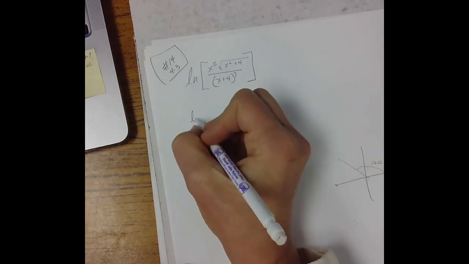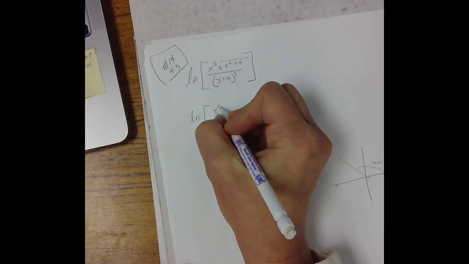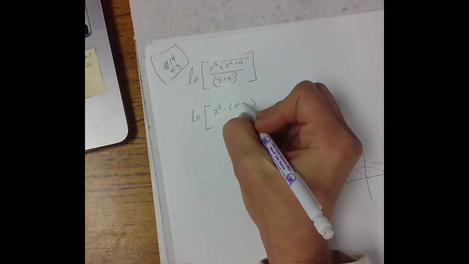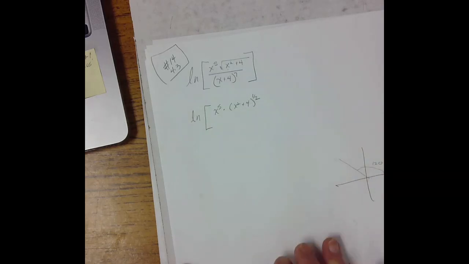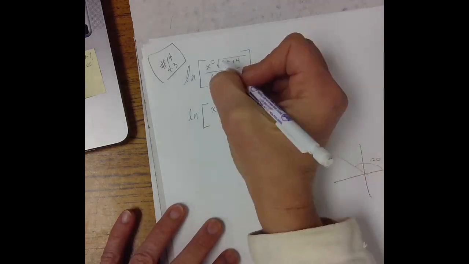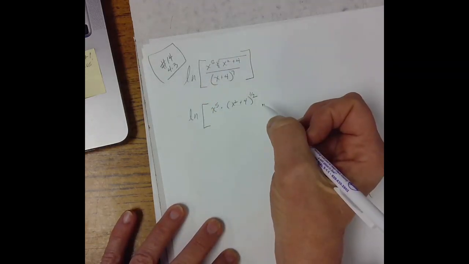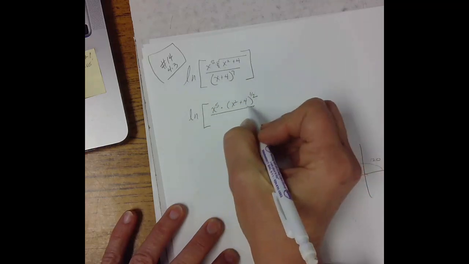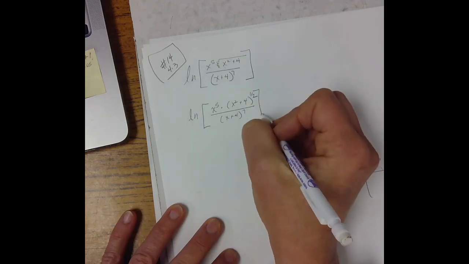So the first step I would suggest is going ln of x to the fifth times, in parentheses, x squared plus 4, and then it's going to be to the 1/2 power. Anytime we have a radical, remember the index is assumed to be 2 when there's not a number there, and it's always the denominator of the fraction. So then I still have x plus 4 to the 7th power.